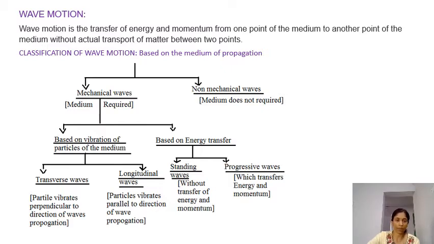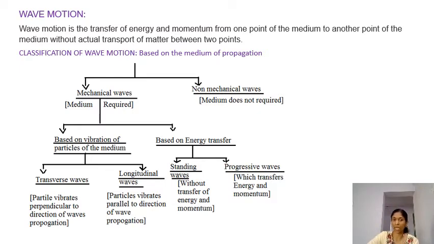Next is the classification of wave motion. Here the waves are classified into two types. One is mechanical waves, and the other is non-mechanical waves. An example of non-mechanical waves is electromagnetic waves. These mechanical waves definitely need a medium. Non-mechanical waves do not require any medium.